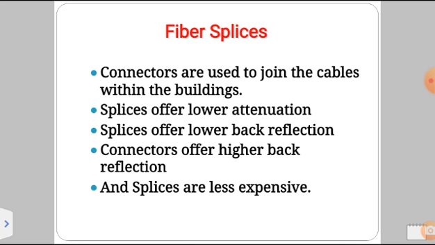It causes more loading. When a signal is transferred from one point to another, there is a huge amount of loss. Signals may not reach the destination using connectors. Splices are better than connectors, but splices are a permanent connection. Once you join two fibers, you cannot dismantle them. And splices are less expensive, due to mass fabrication.